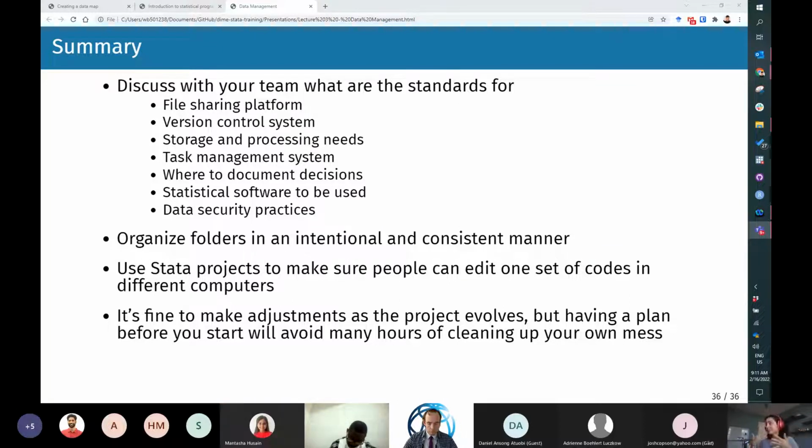So for example, some very simple things that you can discuss is how you're going to share the files. Are you going to use some sort of cloud service like Dropbox or OneDrive or Box? Are you going to use some sort of shared drive that is made available by your agency? What is the kind of technological background on that?